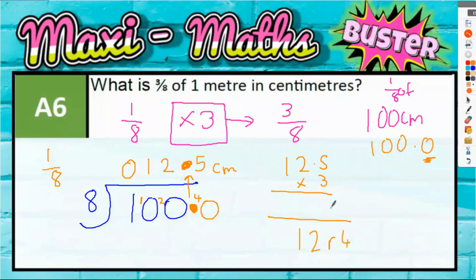3 lots of 5 is 15. Put the 5 in, carry the 1. 3 2s is 6, plus the 1 is 7. 3 1s are 3. Pop your decimal point in. So your final answer is going to be 37.5 centimeters. So 1/8 was 12.5. Times that by 3 to get 3/8, 37.5 centimeters.